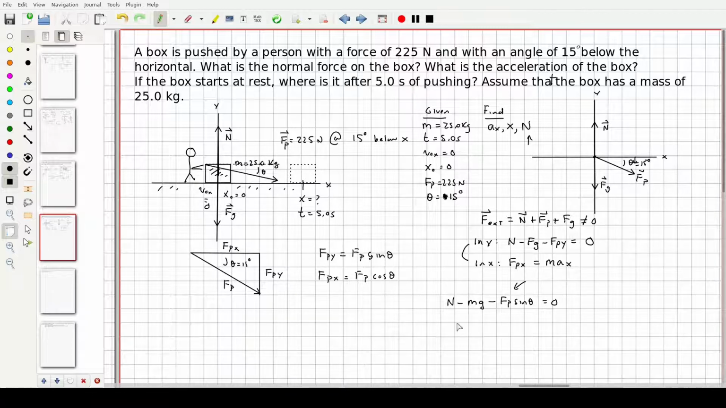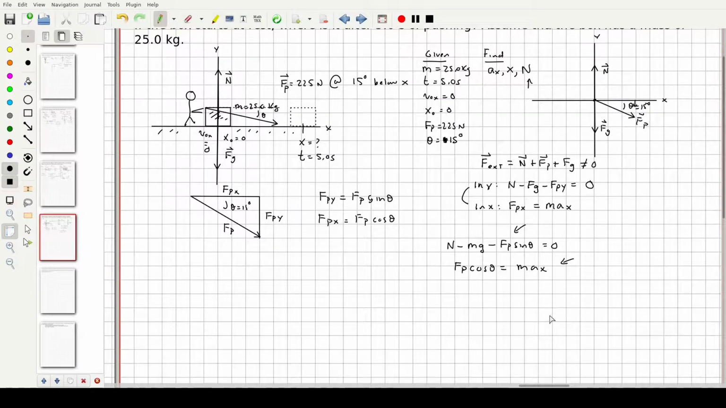Now, the second equation says this. The force of the push times cosine of theta is equal to m times a sub x. And it's this one right here that's going to give us an equation of motion. Okay, this is going to give us our acceleration. Since our acceleration is constant, we'll be able to use our kinematic equations to do stuff. Okay, now let me page down here just a touch.